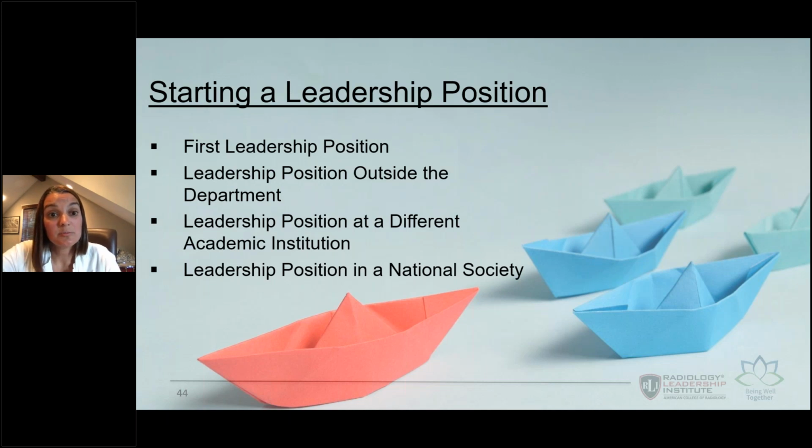And if you're starting a leadership position, whether it's your first leadership position, or maybe your first leadership position outside the department, or you're transferring to a different academic institution for a leadership position, or maybe taking your first leadership position in a national society, you have to be willing to challenge yourself in new ways, to take a chance on new opportunities. And more importantly, once you're in that leadership position, you have to recognize that it isn't just about you. It's about creating opportunities for others, understanding what makes them distinct and helping them to prepare for new opportunities. Next slide.